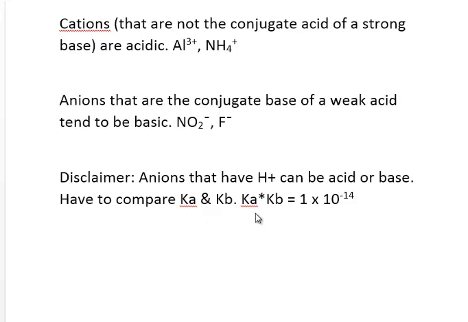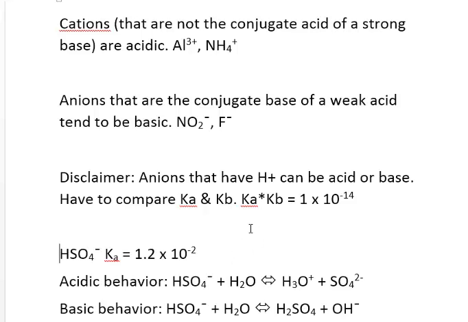But a Ka times a Kb has to equal 1 times 10 to the minus 14th. And we might need to use this to calculate the Ka or the Kb of an anion that has an acidic proton. So let's look at the hydrogen sulfate ion. This has an acidic proton. If we look at its Ka value, we see this is a relatively large Ka value for a weak acid.